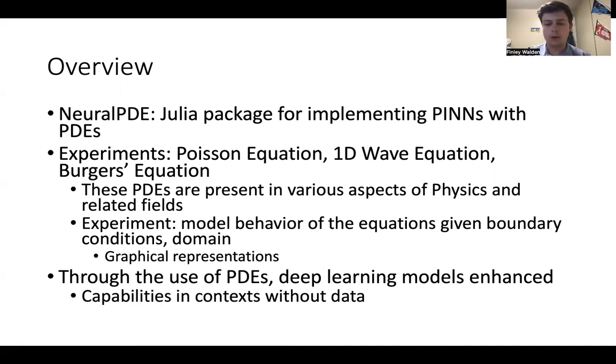Can we replicate this code, or can we replicate these experiments on these three equations, modeling them in Julia with no data, solely with the boundary conditions and the domains and the equations? So it's a sort of demonstration of the power of physics-informed neural networks, and the underlying theme is that this is vital in data-limited environments.